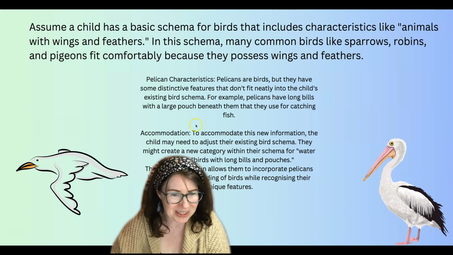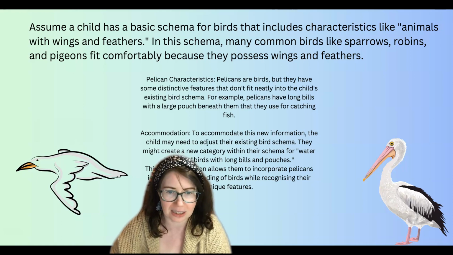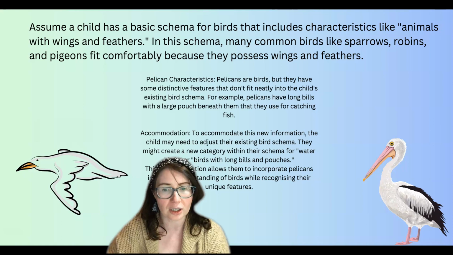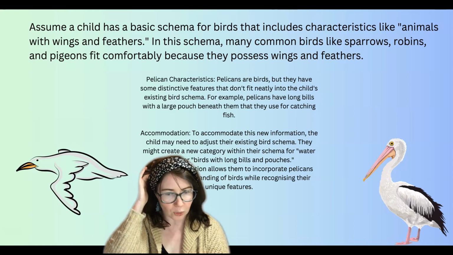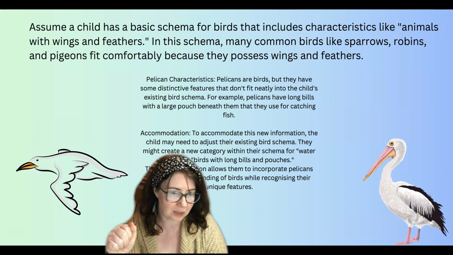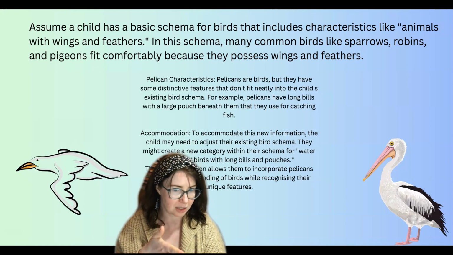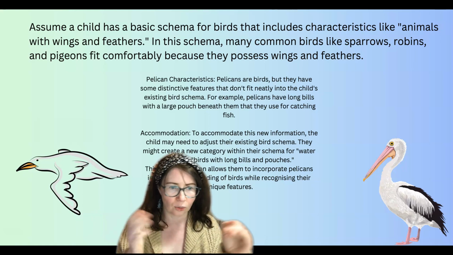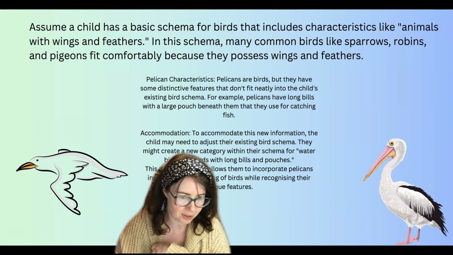So, accommodation process is happening here. To accommodate this new information, the child may need to adjust the existing bird schema. They might create a new category within their schema for water birds or birds with long bills and pouches. So think about what's going to happen if you keep walking and you see a duck. A bird has feathers and it's got wings, but it also swims. And this way pelican and the duck or the geese or whoever you will meet next as a water bird, they will fit within this new schema of water birds.